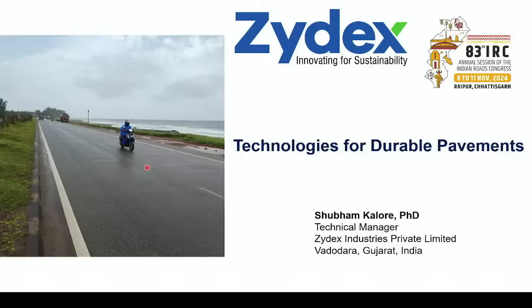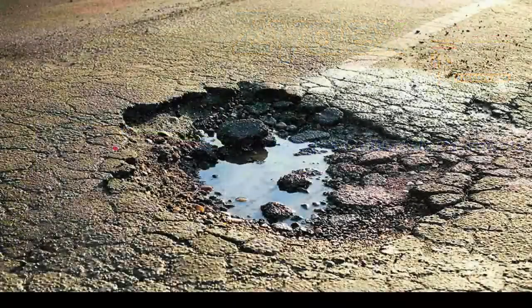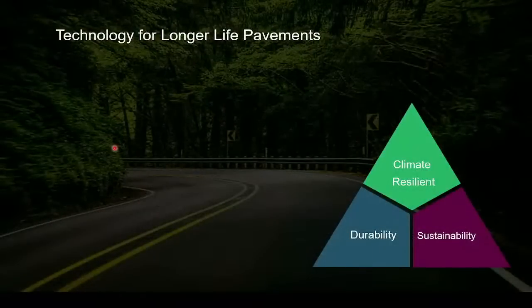So are we looking for pavements which perform like this and are in excellent condition, or are we looking at failure that looks like this? Such failure happens due to the impact of water on the pavement subbase layers as well as bitumen stripping. In short, water impacts the subbase as well as the bitumen layers. Now, what are we looking for? We are looking for technology for longer life pavement. Our future infrastructure should be climate resilient, durable, and sustainable.